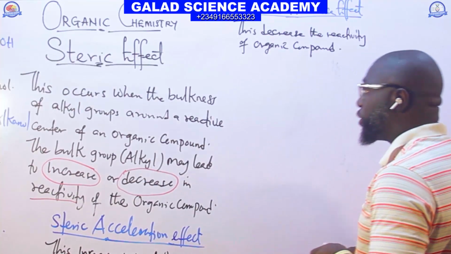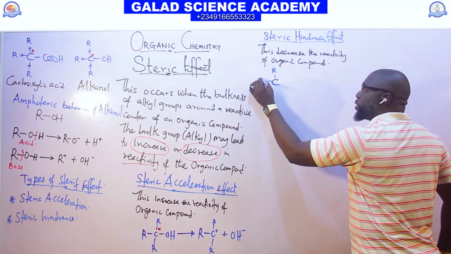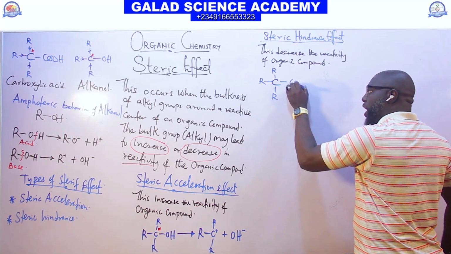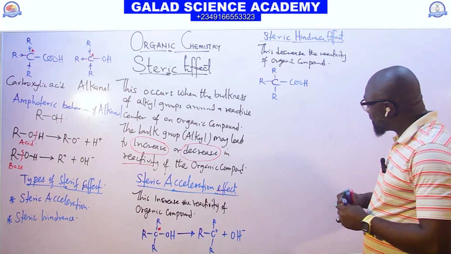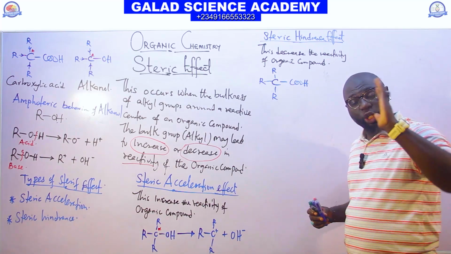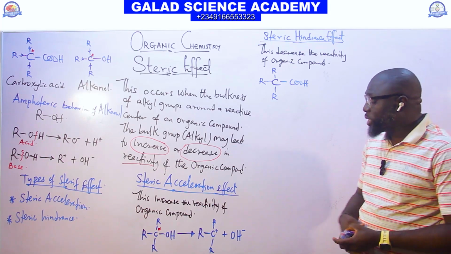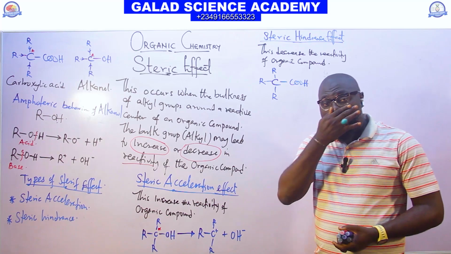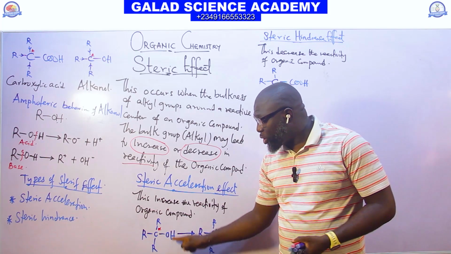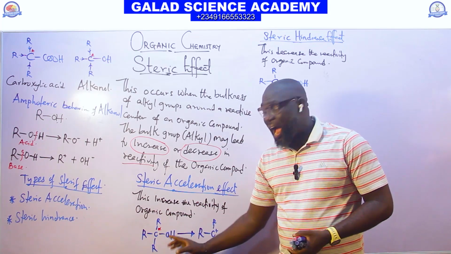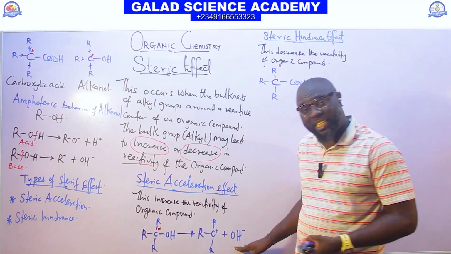Take for instance, if we have a compound of alkyl group, alkyl, we have carboxylic acid, COOH here. As we all know, this carboxylic acid is an acid, and the unique feature of acid is to release hydrogen ion. Like alkanol, they are base. Their unique feature is to release OH. But when the reactive center of alkanol has bulkiness of alkyl group, it will make it easier for it to release the OH in it.